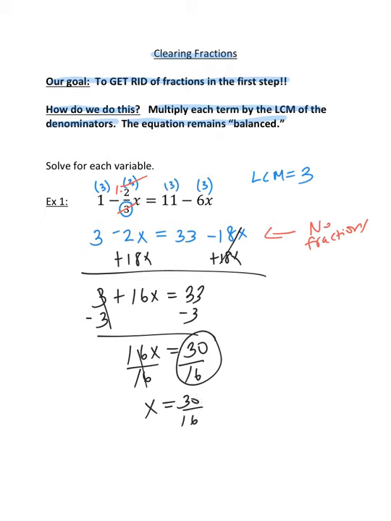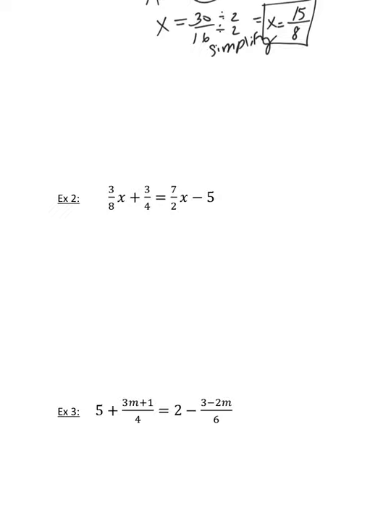The only thing you have to remember is at the end to simplify. So 16 and 30 are both divisible by 2. So this ends up giving me 15 over 8. x equals 15 over 8. All right, we're going to take a look at another example. And this next example is going to have more fractions in it.